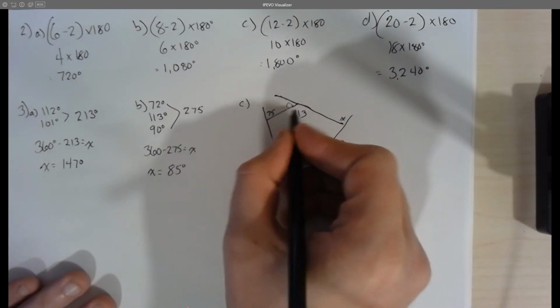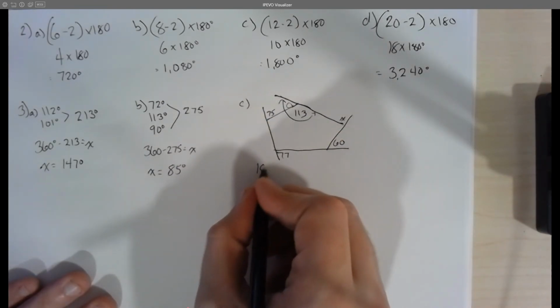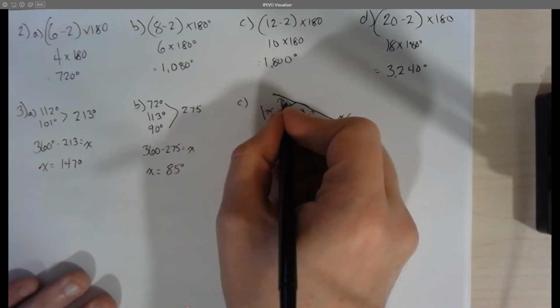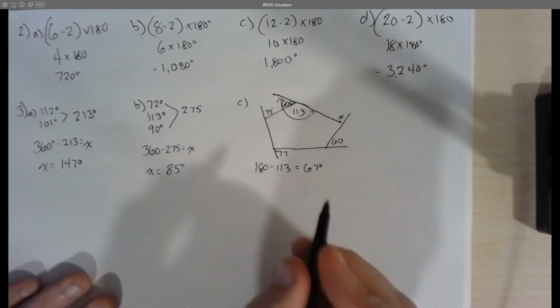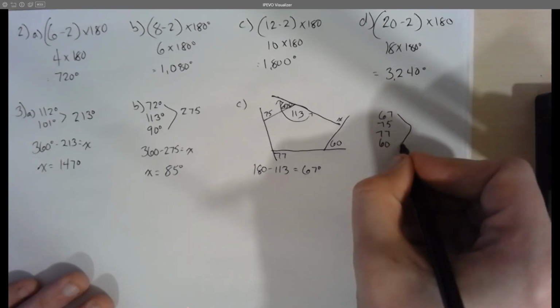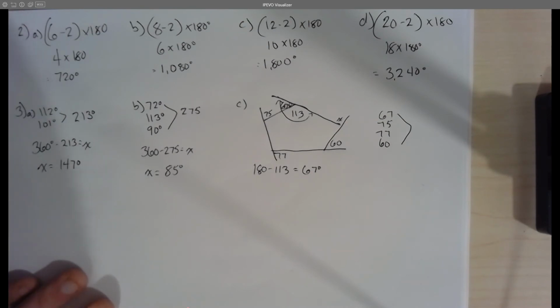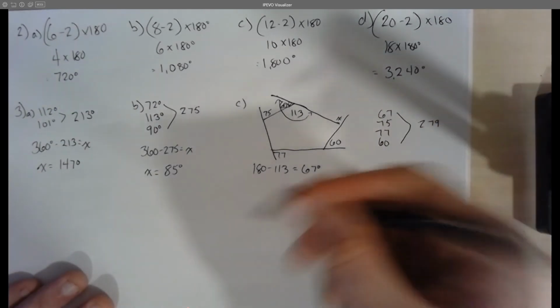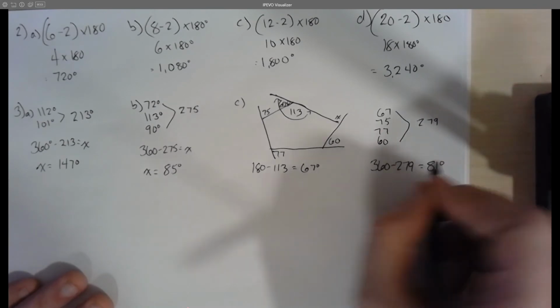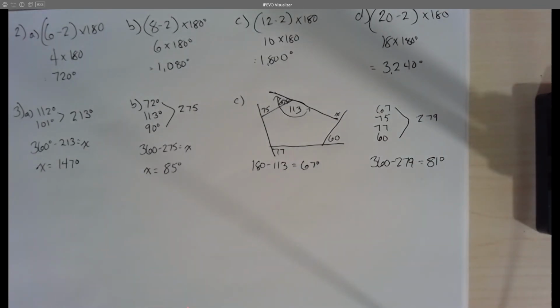So I do know this is a straight line. This is 113. So this would be 180. So 180 minus 113 means that what's left there is 67 degrees. That's this exterior angle that's missing, 67. So now I know that my exterior angles are 67, 75, 77, and 60. And if I add them up together, that's 67 plus the 75 plus 77 plus 60. That gives me 279. And so 360 minus 279 is going to give us about 81 degrees for part C.